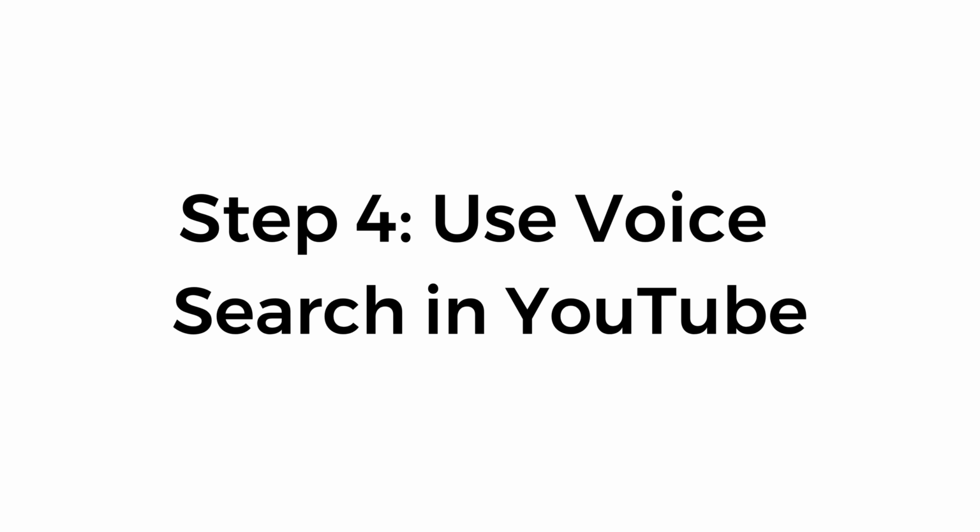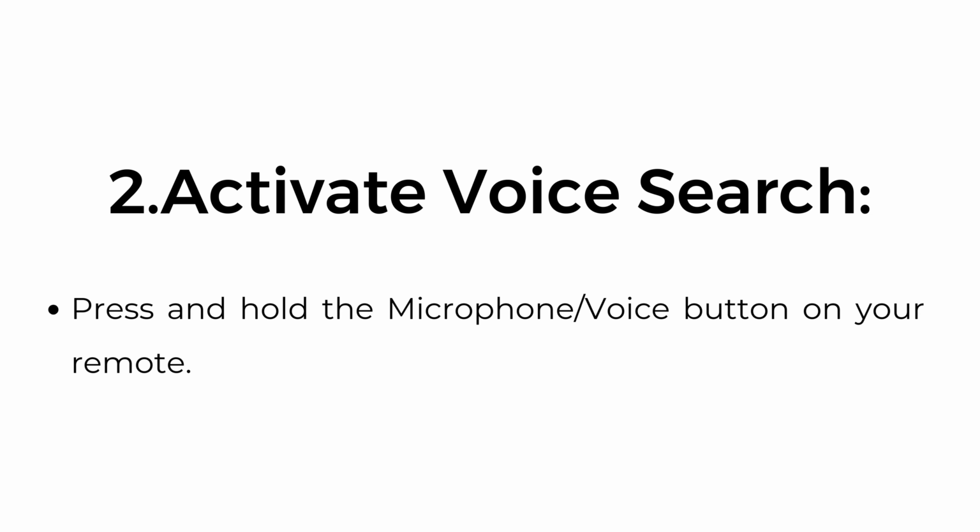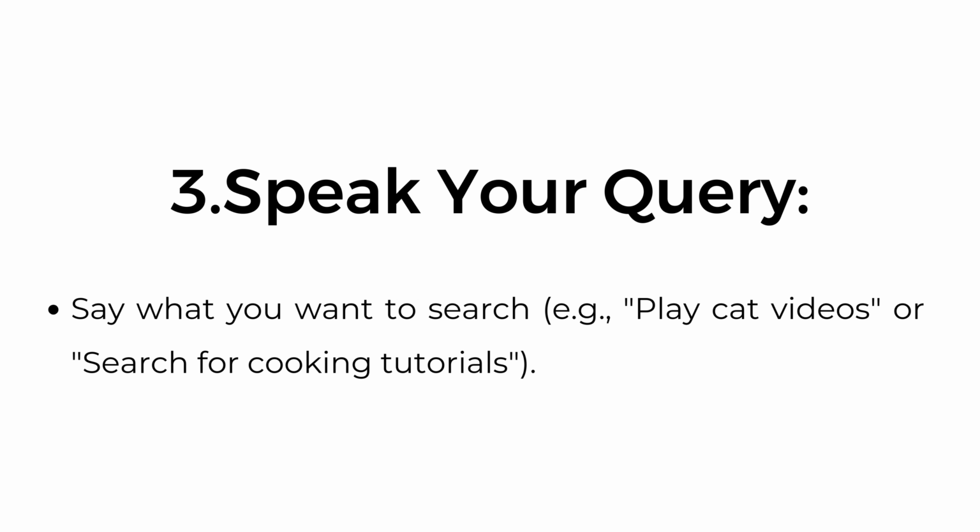Step 4. Use voice search in YouTube. Open YouTube. Launch the YouTube app from the Home menu or Apps section. Activate voice search. Press and hold the microphone or voice button on your remote. Speak your query. Say what you want to search. Play cat videos or search for cooking tutorials.